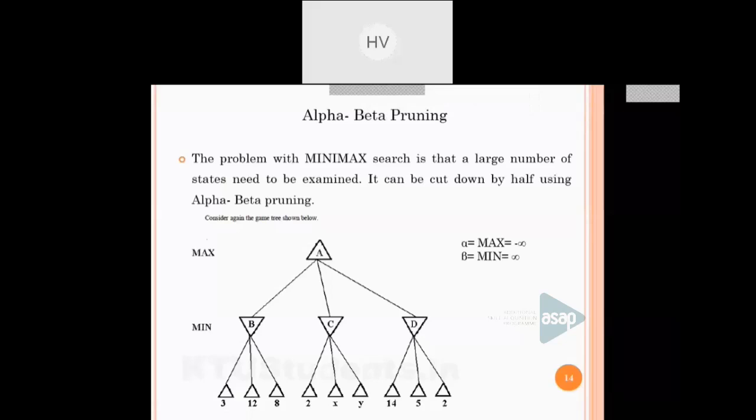Okay, ma'am. Another question is, from the exam point of view, on which aspects should the student stress while studying this topic? For example, these three things: they have to explain the definition with an example, and the algorithm. Sometimes they will get a problem in this. The utility values of the leaf nodes will be given and they will be asked to calculate the root node.